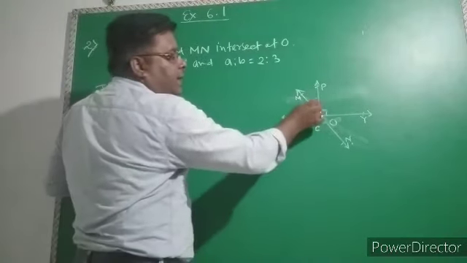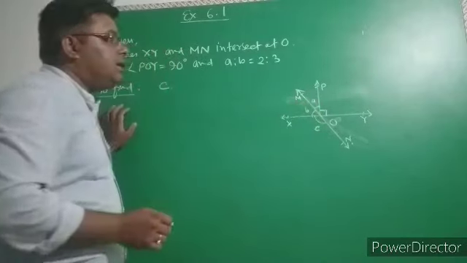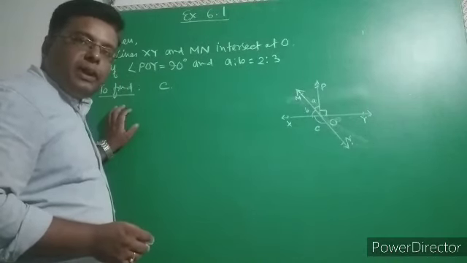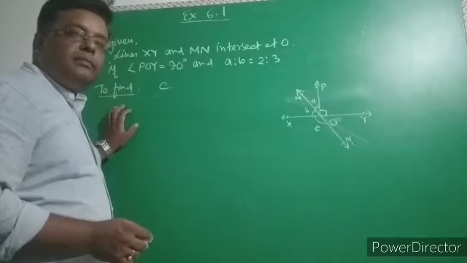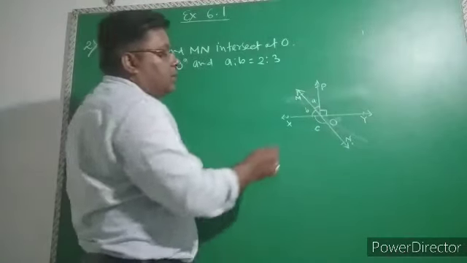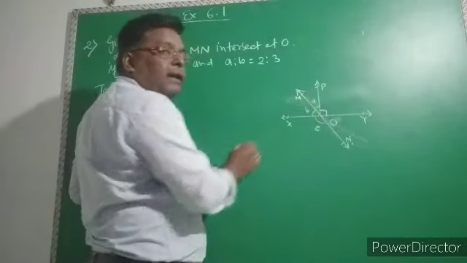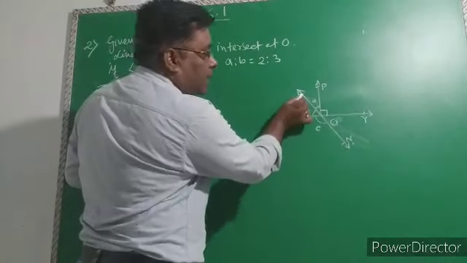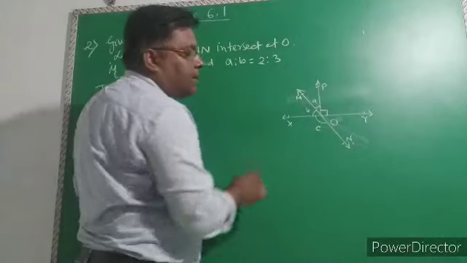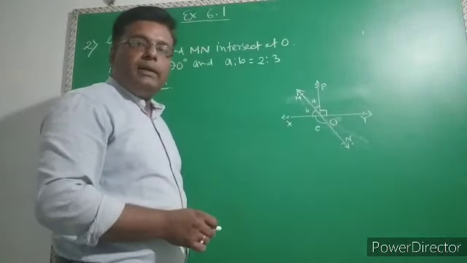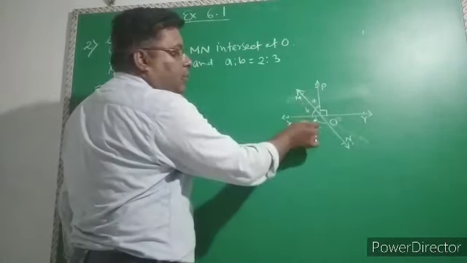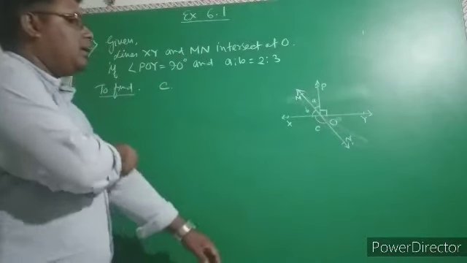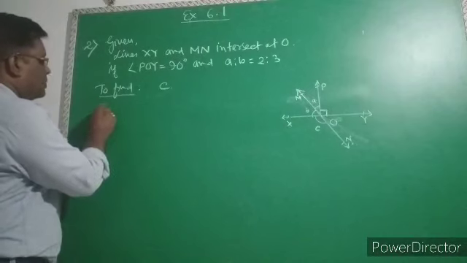Now if A is to B is equal to 2:3, that means the sum of A plus B is also 90, and from here we have to find the value of A and B. And after getting B, since MN is a line, B plus C is also 180. So subtracting B from 180, you get the value of C. Now, solution.